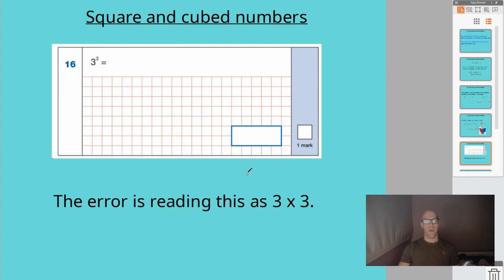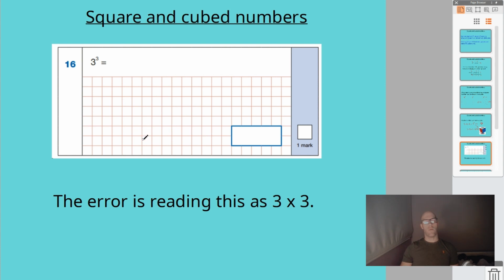So have a look at this. The error I think that everybody makes when they're rushing through an arithmetic paper is you look at this and you say, that's 3 times 3, and you just hammer through it. But there's a couple of reasons why that would never really be the case. Within a Year 6 SATs paper, they're not going to ask you 3 times 3. They're not going to be that generous on question 16 to ask you that.